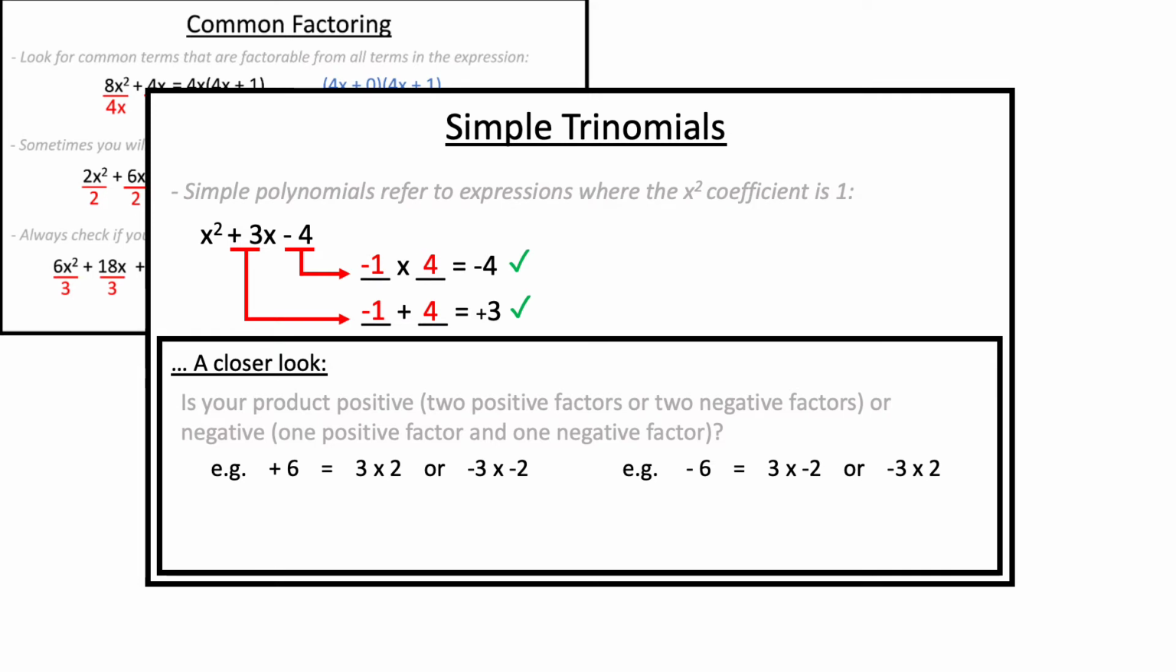For example, if we wanted +6, we could do +3, +2, -3, -2. Or if we wanted -6, we could do +3, -2, -3, +2.